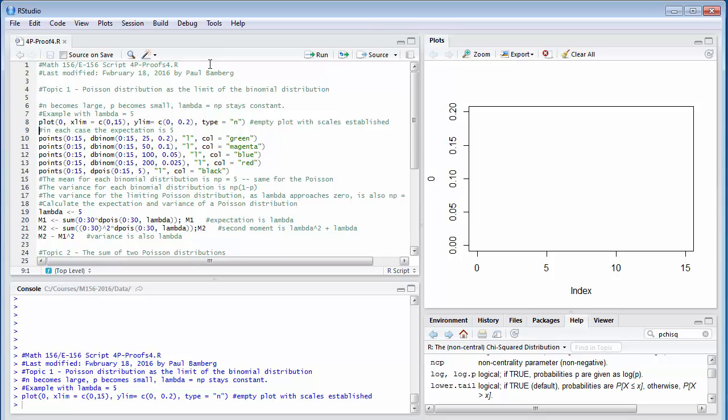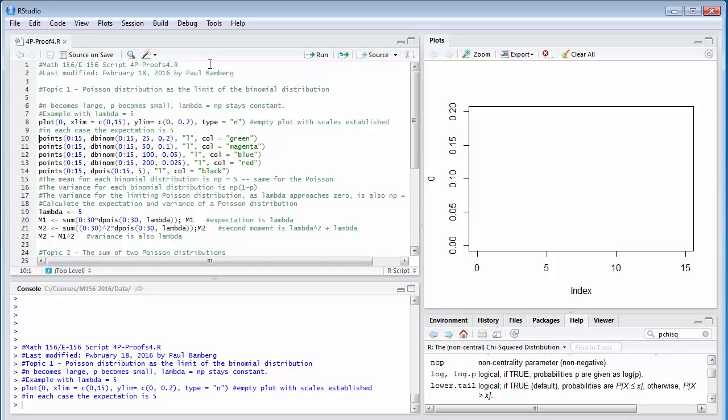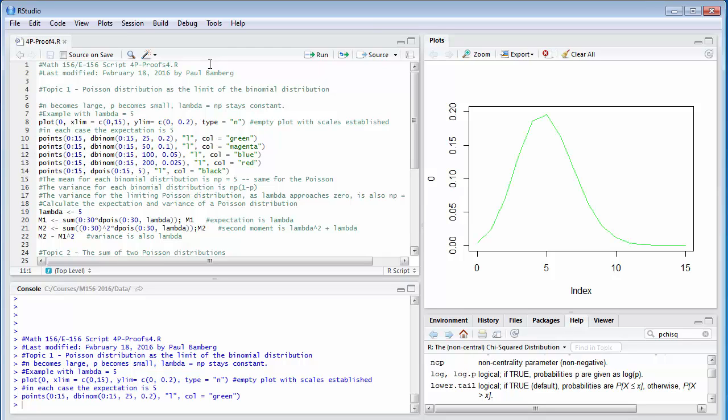Now points is a low-level function, so we can keep calling this, and the first case for which I'm going to call it is the probability of getting 0 through 15 successes if you have 25 trials, each with a probability of 20% of success. That certainly gives you an expectation of 5. By using type L, I get a broken line plot of this, and there it is shown in green.